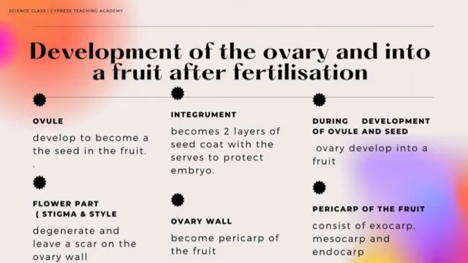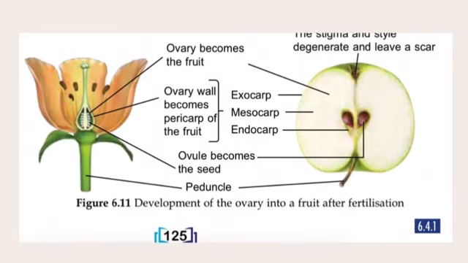The ovary wall becomes the pericarp of the fruit, which consists of the exocarp, mesocarp, and endocarp. So typically, fruits are made up of three tissues. Like you can see in the diagram, we have an apple labeled with the exocarp, mesocarp, and endocarp. The exocarp is the skin of the fruit, the endocarp is the tissue that surrounds the seed, and the mesocarp is the tissue that lies between the exocarp and endocarp. Collectively, all the tissues surrounding the seeds are referred to as the pericarp.